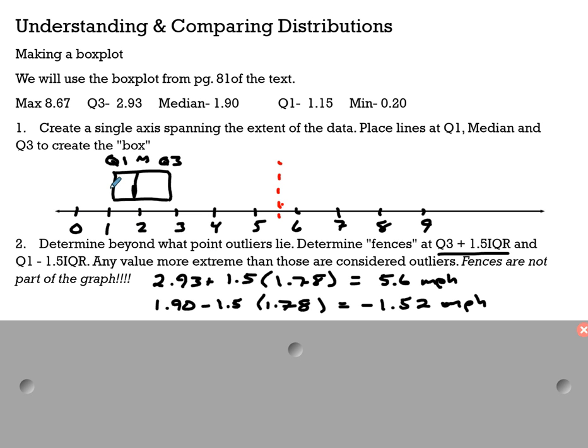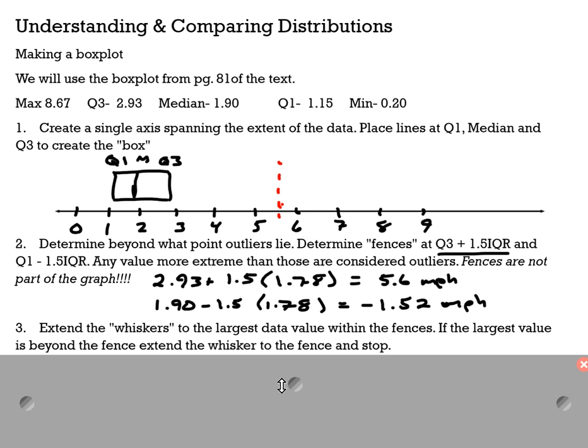So we've got our box. We've determined what values are outliers: anything beyond 5.6 on the high side, anything below negative 1.52 on the low side, which in this case is not going to be an issue. You can't have negative wind speeds.